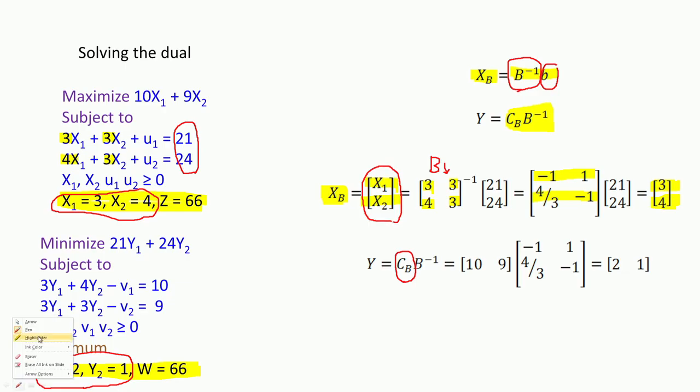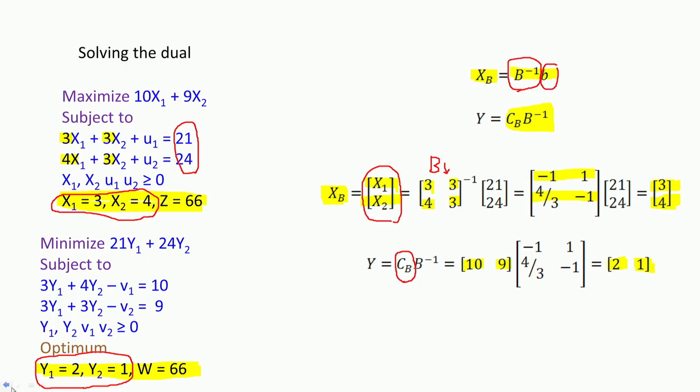The objective function coefficients for x1 and x2 are 10 and 9, so CB is 10 and 9. B inverse is the same B inverse; you could invert B to get this. Now when we do the matrix multiplication, 10 into minus 1 plus 9 into 4 by 3, and 9 into 4 by 3 is 36 by 3, which is 12. Minus 10 plus 12 is 2, and 10 into 1 plus 9 into minus 1 is 1.